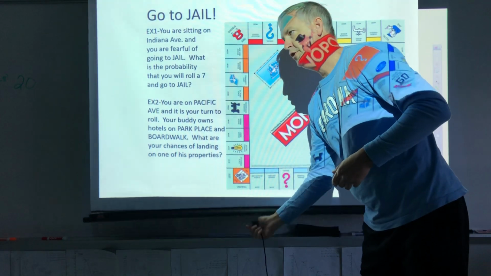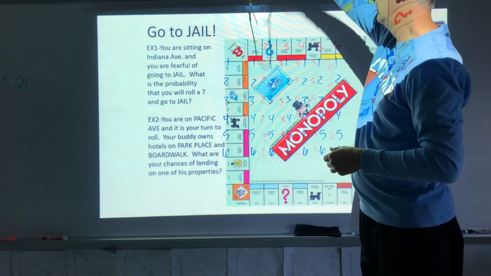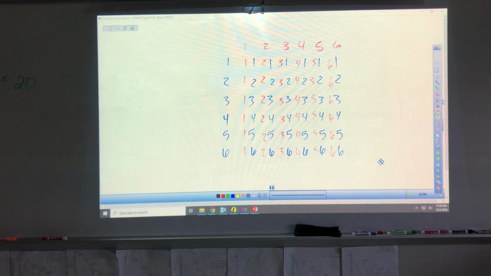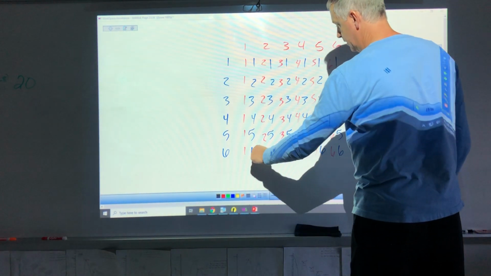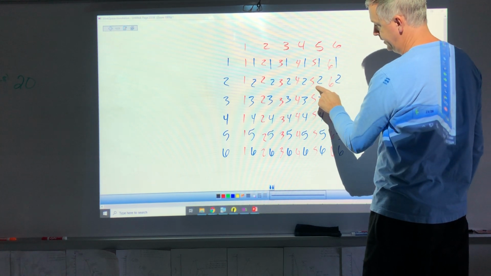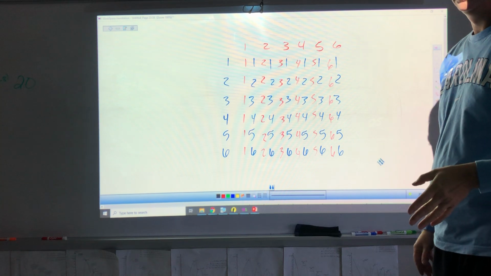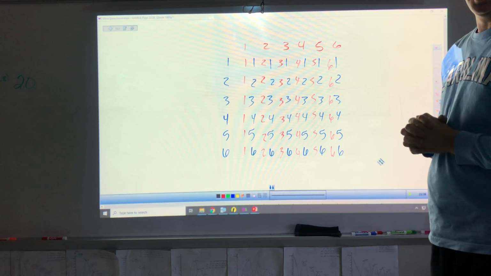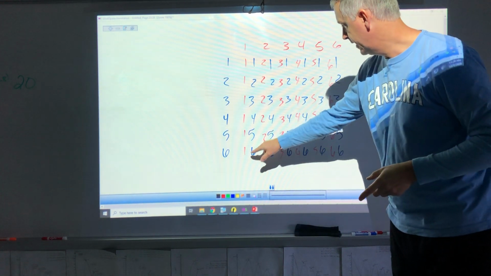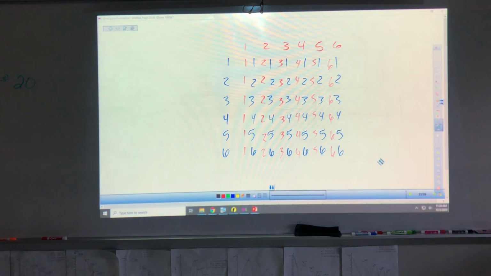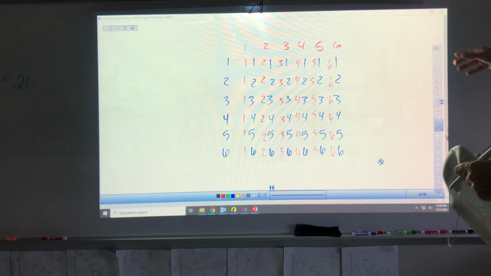Well, when we look at our chart, okay, so let's make this blank here. The question is 7. How many ways can we make a 7? And it's this diagonal right here. 1, 2, 3, 4, 5. There's 6 different ways I can roll a 7 on just 2 dice. Okay? There's that diagonal right there. So it's 6 out of 36 is my answer to this problem.